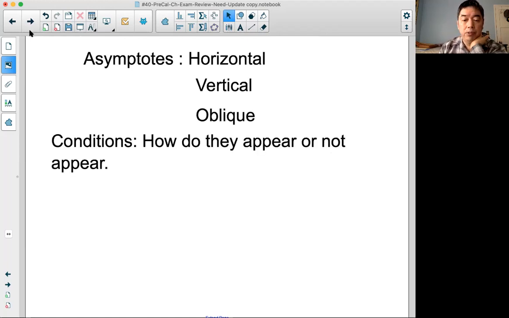Asymptotes. If you are talking about rational expressions, rational functions, what is the behavior? What are horizontal, vertical, or oblique asymptotes? How do they appear or not appear? There is a condition for not appearing as well, right? So what's the condition? Okay, so just remember, please go back to your textbook and review it, or maybe my handout, okay?